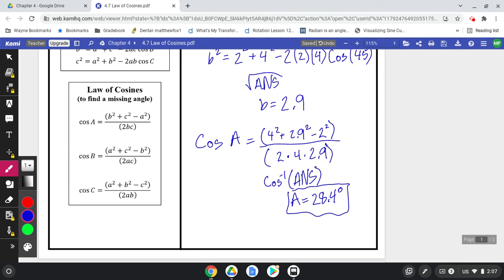The last angle is much easier to find. Think back to geometry. We know that every triangle, the three angles add up to 180. So we already had 45. We just got 28.4. Add those up. It's 73.4. Take that from 180. And we'll get 106.6 degrees. That is what angle C is.